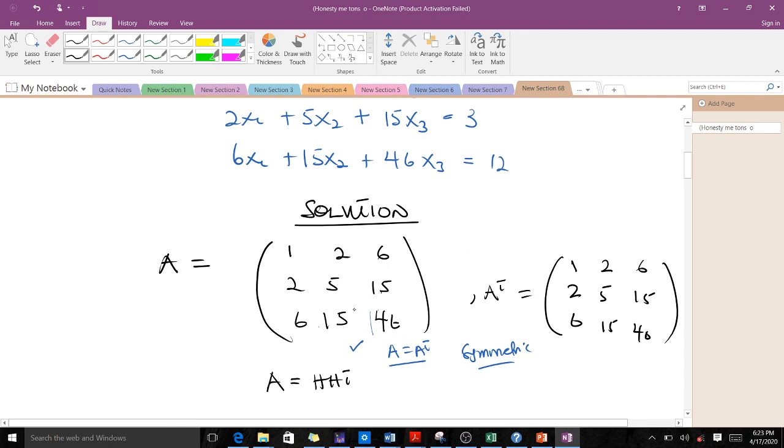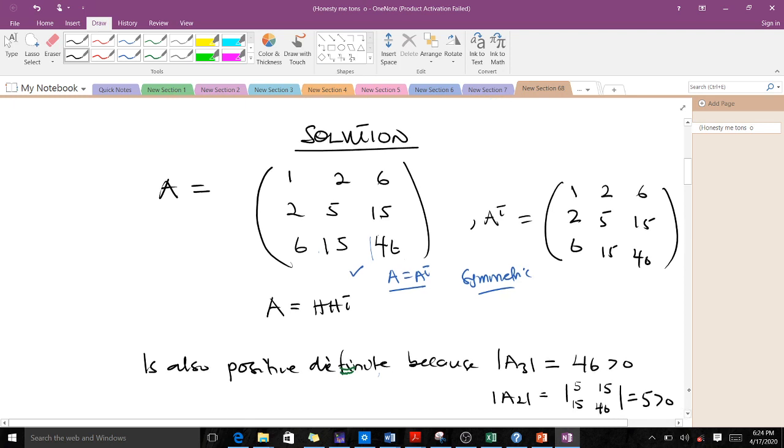Before we can use the Cholesky method, we have to check whether our coefficient matrix is symmetric and positive definite. To check that it is symmetric, A should be equal to A transpose. When you find the transpose of our matrix A here, we get this, which is equal to A. So that means that it is symmetric. The next thing for us to do is to check whether it is positive definite or not. For it to be positive definite, all the leading principal minors should be greater than 0.